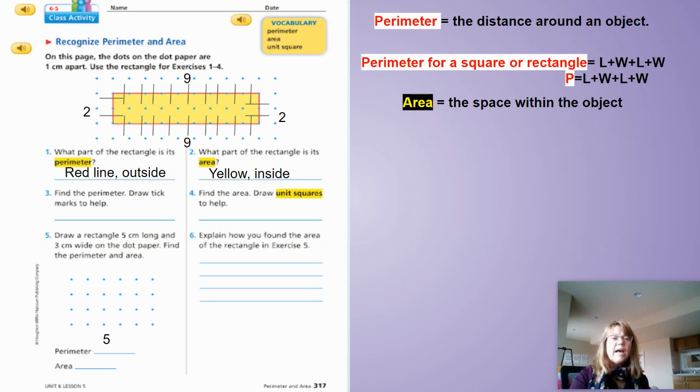So if we do that, then we can find it just by adding instead of counting all the way around, which when you're going up to 22, it's probably faster because 2 plus 9 is 11, plus 2 more is 13, plus 9 is 22. A lot faster. 22 centimeters going all the way around that rectangle.